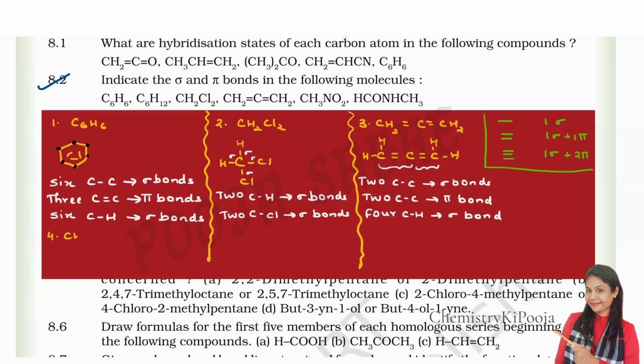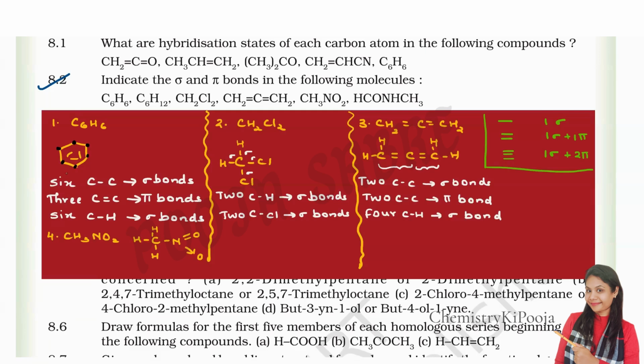It is CH3NO2. So if I expand this structure, this is carbon, hydrogen, hydrogen, hydrogen. Then we have N and then NO2. I can simply write it down in this way. One oxygen will be bonded through a double bond. The other one is what? A coordinate covalent bond. Clear?